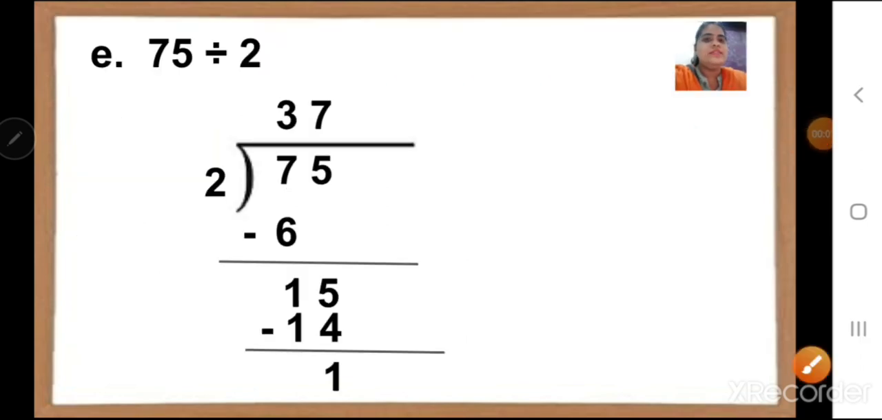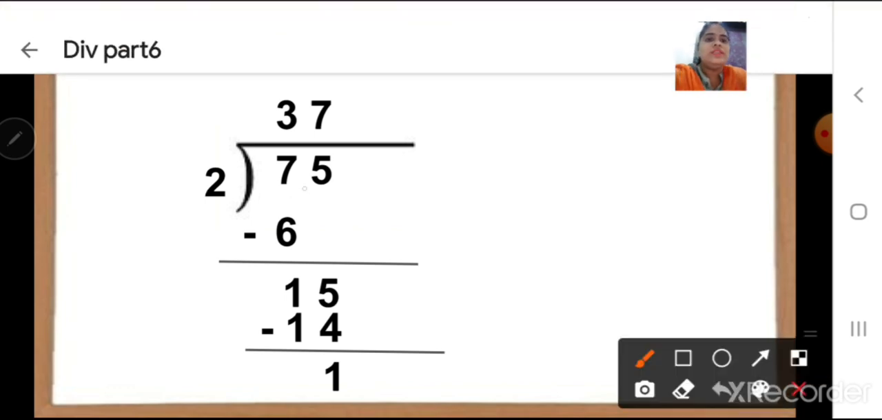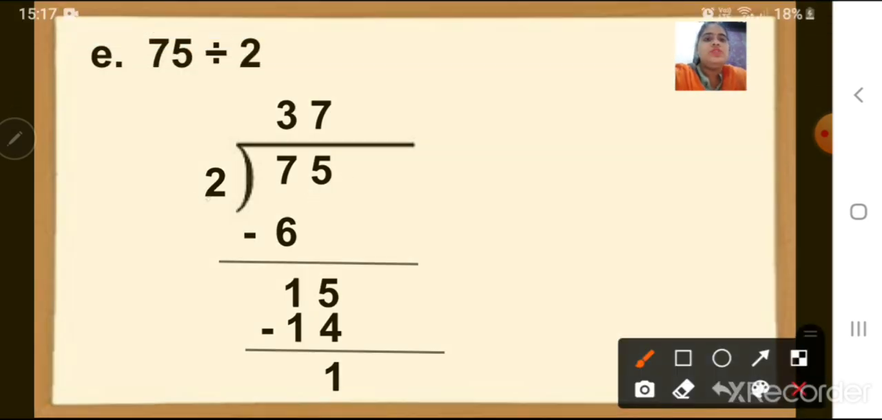Next one is 75 divided by 2. Question number E. Now children, 75 we will write inside the bracket because it is our dividend. Number 2 is our divisor. Now we have to divide. Let us take the first number. Number 7 is the first number. We have to see whether 7 will go in 2's table.